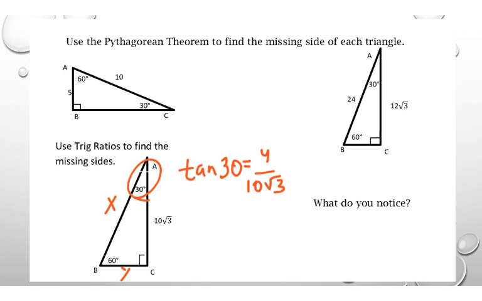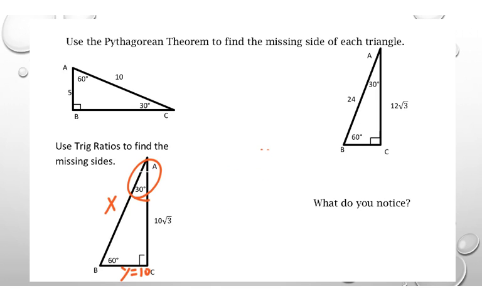Now make sure your calculator is in degree mode, because remember that that does make a difference. And then we are going to get the answer. And so y is going to equal 10. And so now that we know that that's 10, we actually could use the Pythagorean theorem if we wanted.